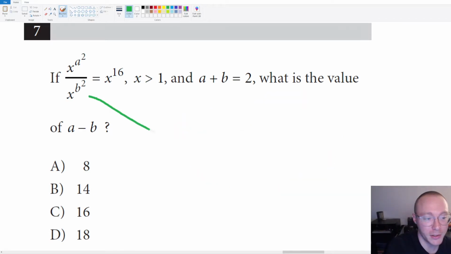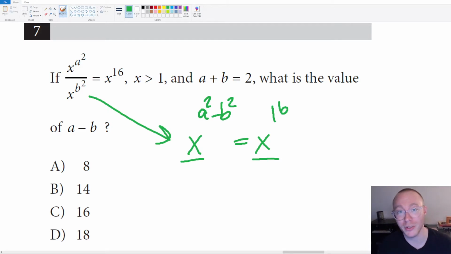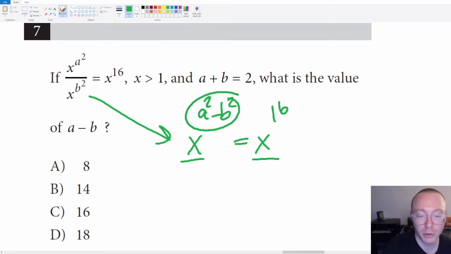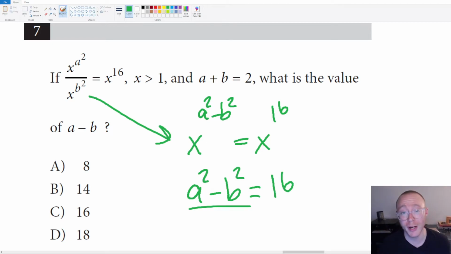So if we apply it to this fraction, x to the a squared over x to the b squared, we would subtract those exponents, a squared minus b squared. And this is still going to be equal to x to the 16th. And now we're able to say that since the x must be the same number, these exponents are also going to have to be the same thing. So we can write that a squared minus b squared equals 16. And now we're in a situation where we've got a difference of two squares.